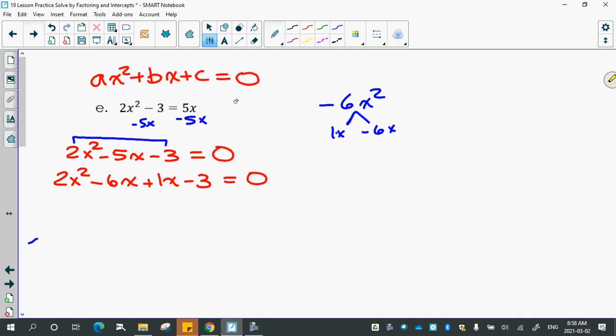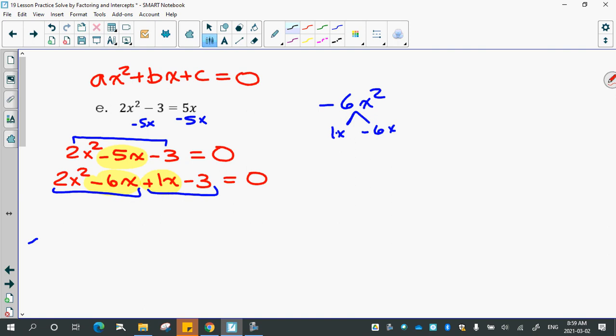So again, the second step in a complex trinomial is to decompose, that's why it's called decomposition, break negative 5x up into negative 6x plus 1x. So that's all we did there. Those two lines are equal. We just chose to do that so that now we can factor by grouping.